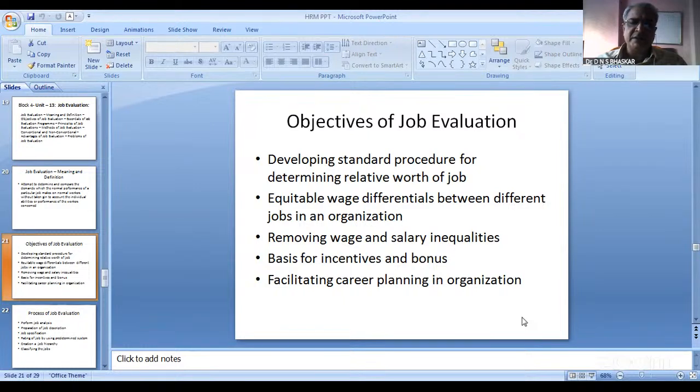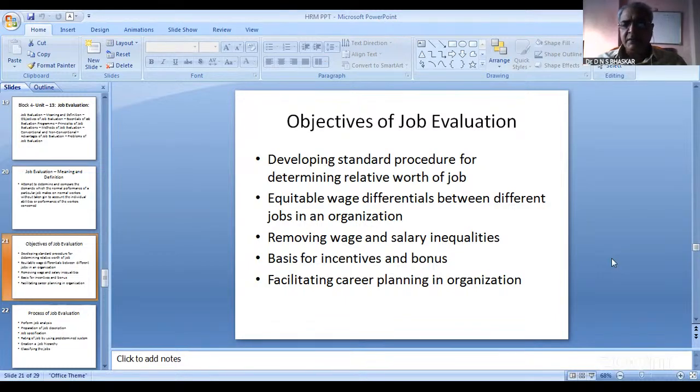Then other objectives of the job evaluation, that is developing standard procedures for determining the relative worth of the job, equitable wage differentials between the different jobs in the organization. That means which type of employee should be paid how much, and removing the wage and salary inequalities in the employees. Normally, if wages and salaries are unequal, or equality is not maintained among various members, definitely it leads to the negative motivational aspect, and finally it leads to other problems in the organization also.